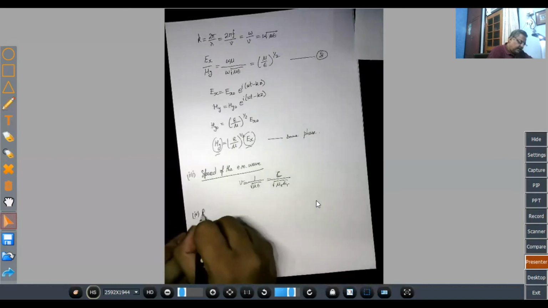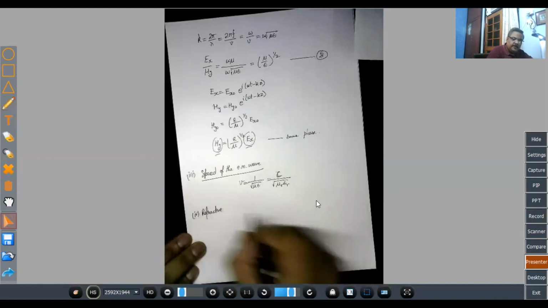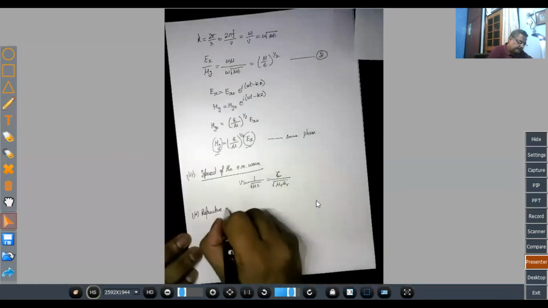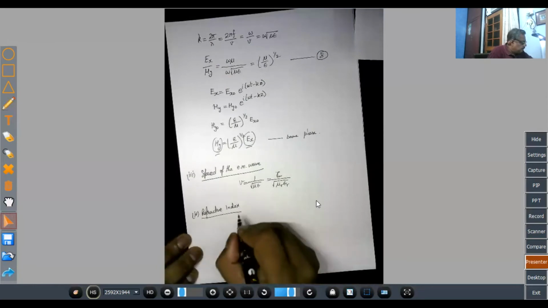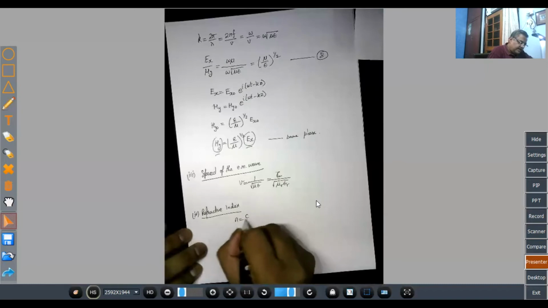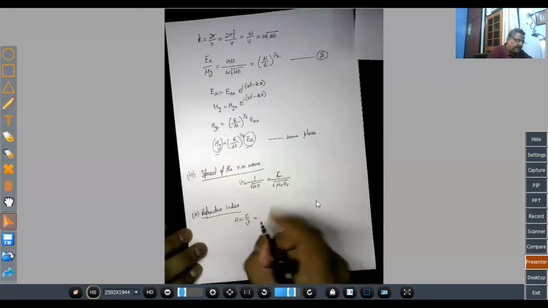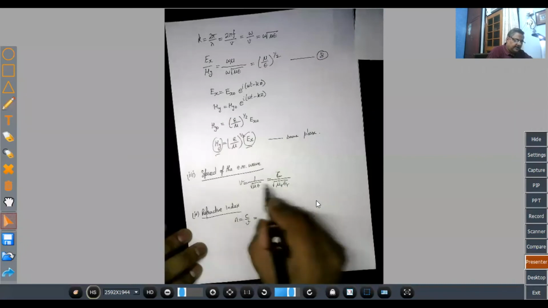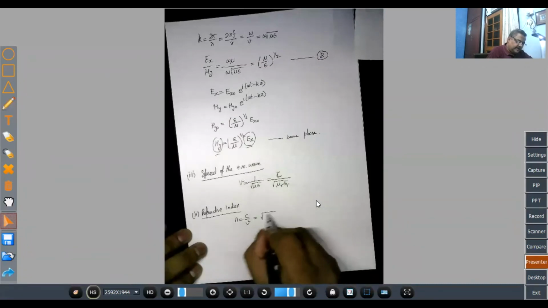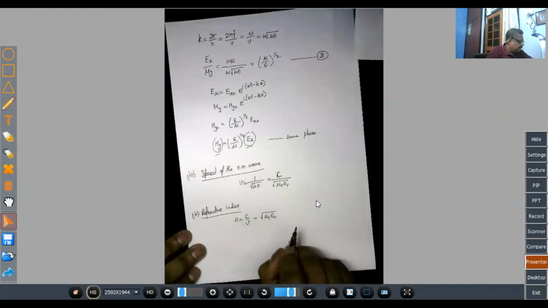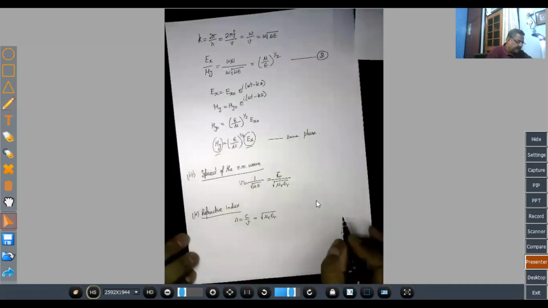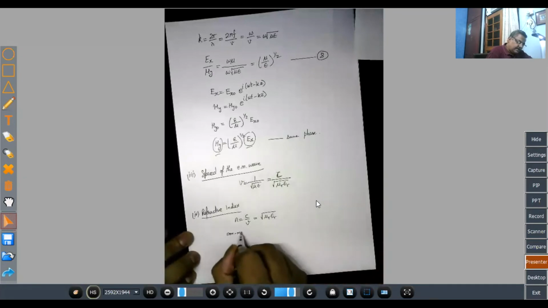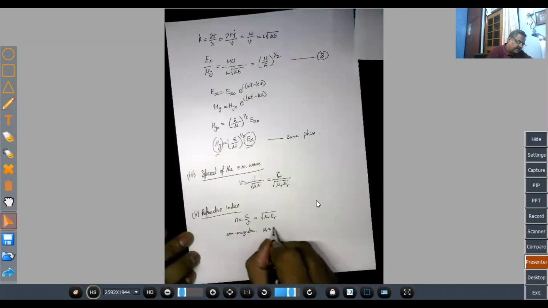Fourth is the refractive index of the medium. Refractive index is defined as C upon V. Substitute this value, what it will be? Just interchange it, it will be root of mu r epsilon r. This is the refractive index. And for a non-magnetic medium, this mu r will be equal to 1. So in that case, it will be root of epsilon r only.